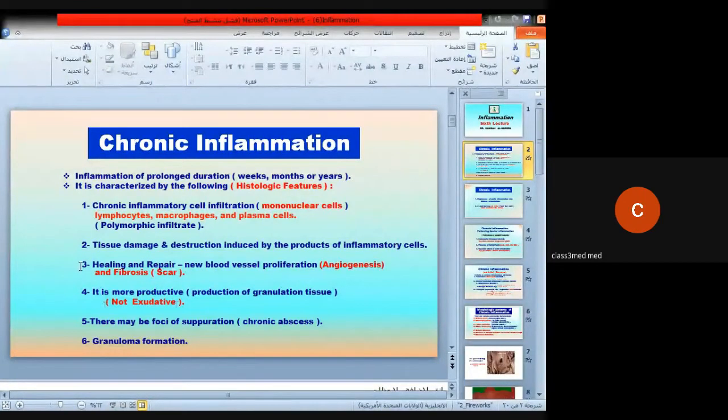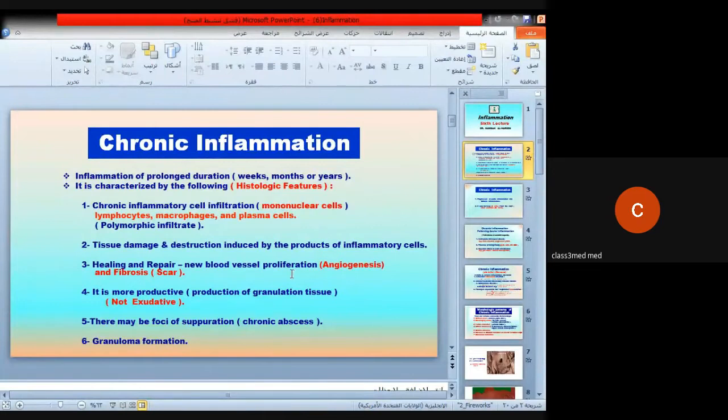Third, almost always healing in chronic inflammation is by fibrosis and scar formation. That means there is no regeneration. The tissue does not replace itself, but is replaced by fibrous tissue in chronic inflammation. Usually, healing in chronic inflammation is only by fibrosis and scar formation.